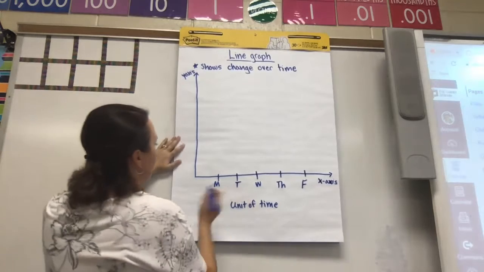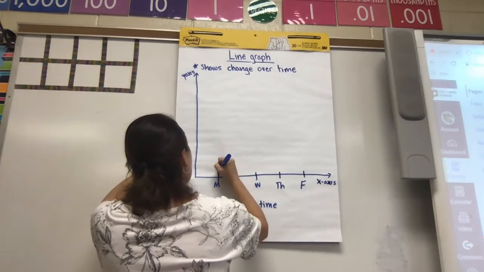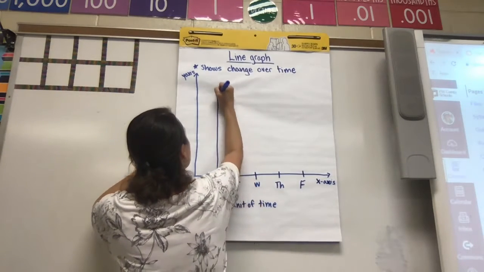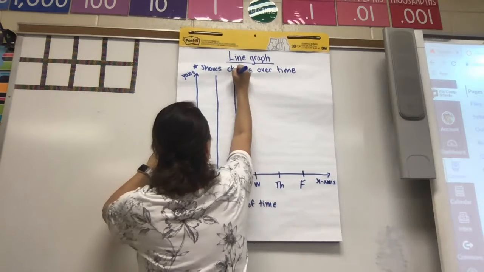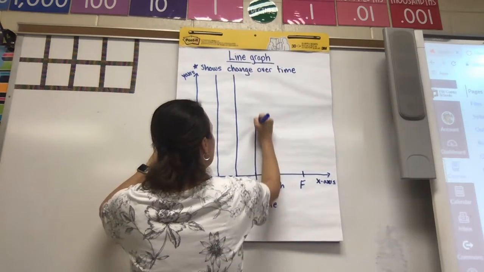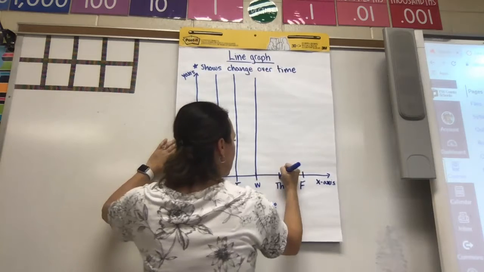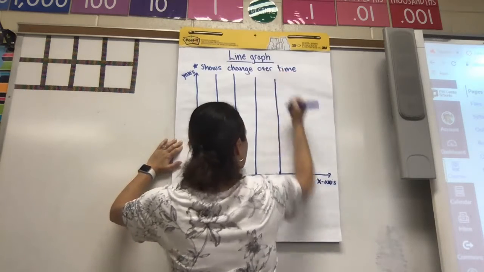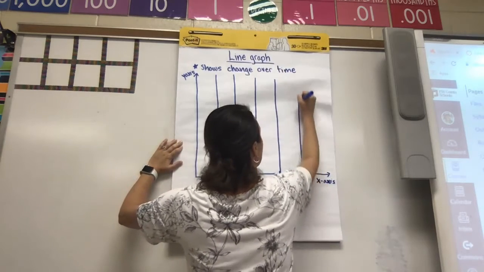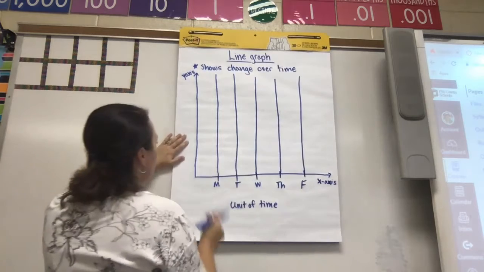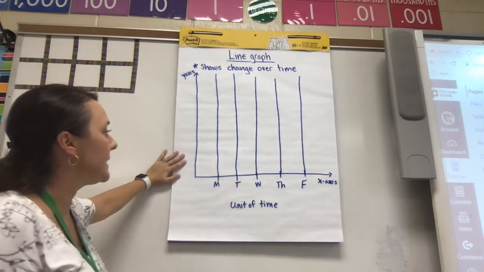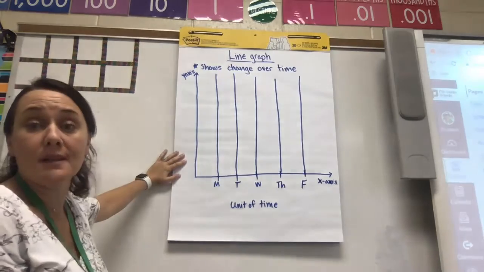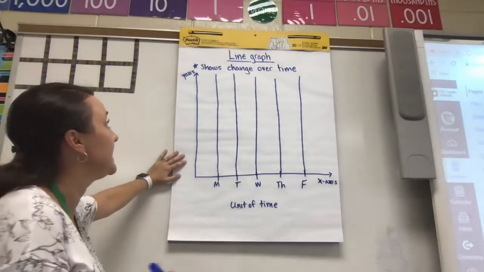So let's fill in our lines here. So you're going to go up from Monday, and you're going to make a line going up. Go up from Tuesday, continue that line. Wednesday, Thursday, Friday. Okay, then we're going to give it a unit. So let's say for this, we are going to label this the amount of candy given.